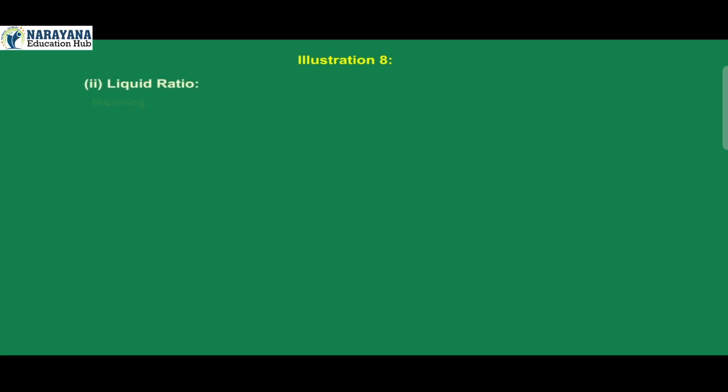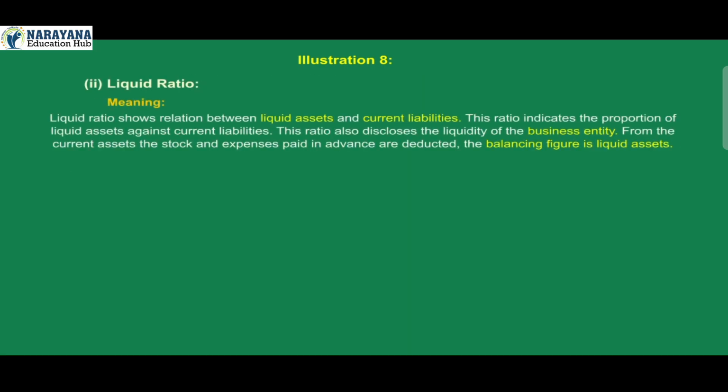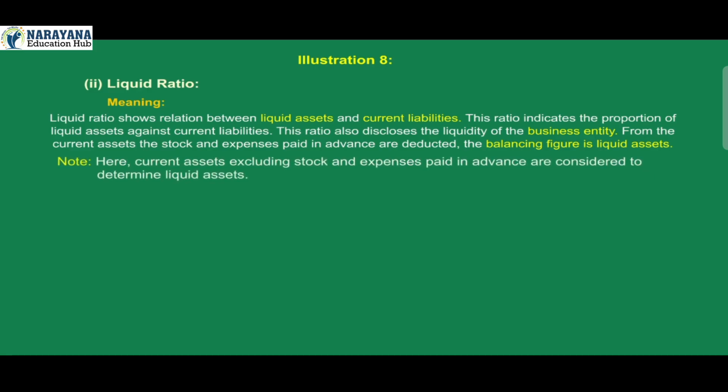2. Liquid ratio. Meaning: liquid ratio shows the relation between liquid assets and current liabilities. This ratio indicates the proportion of liquid assets against current liabilities. This ratio also discloses the liquidity of the business entity. From the current assets, the stock and expenses paid in advance are deducted. The balancing figure is liquid assets. Note: here current assets excluding stock and expenses paid in advance are considered to determine liquid assets.